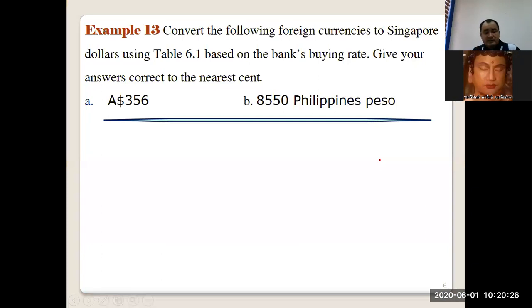All right, let's see example 13. To do this example, I will need a calculator. Let me keep my calculator on my table. Okay. Convert the following foreign currencies to Singapore dollars using Table 6.1 based on the bank's buying rates. Give your answers correct to the nearest cent. So the first one is A. We are using the bank's buying rates, which means you are selling this Australian dollar to the bank.